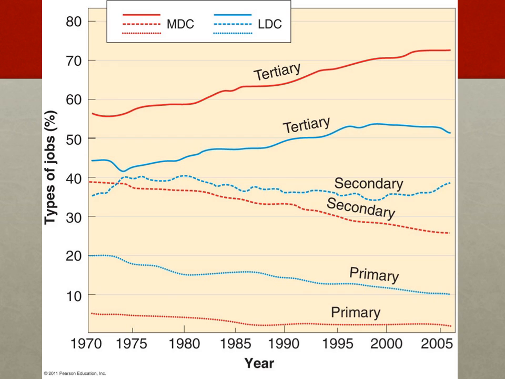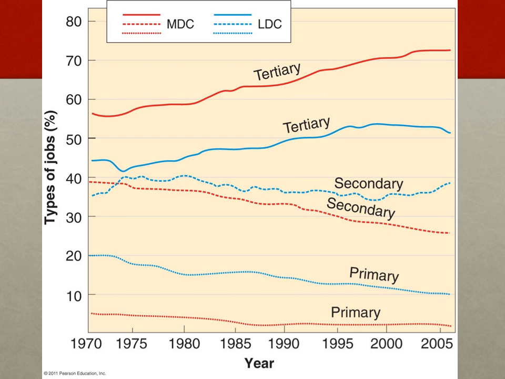Now, also notice that in this particular example, all of our service sectors are combined together. So on the last slide, we said tertiary, quaternary, and quinary are all different service sectors. In this case, we are combining them all together into just services, and that is the tertiary sector. So what I'm going to ask of you on this slide is identify the trends for both MDCs and LDCs when it comes to different sectors of the economy.